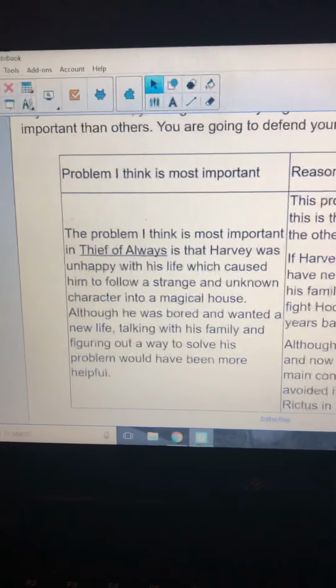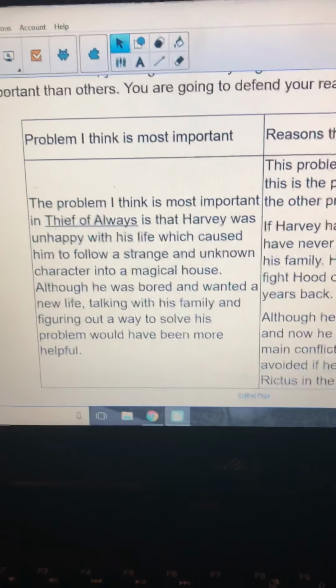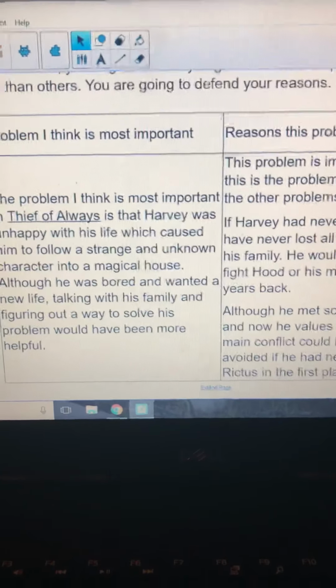And you can kind of see the length of my stuff. It would probably take up a full page for the first chart and about half a page to a full page for the second chart.